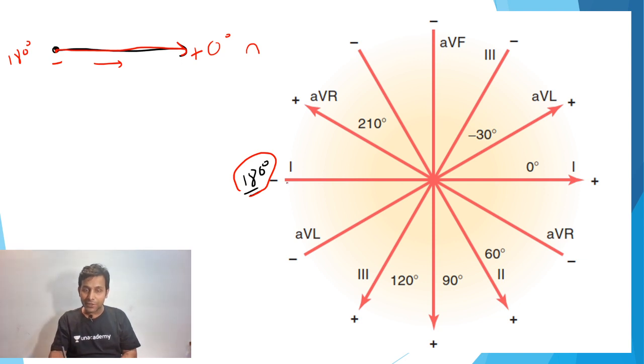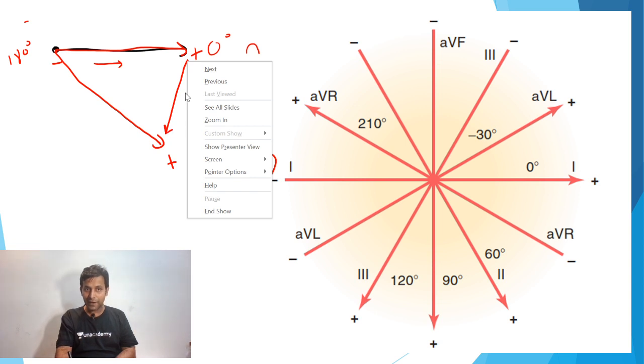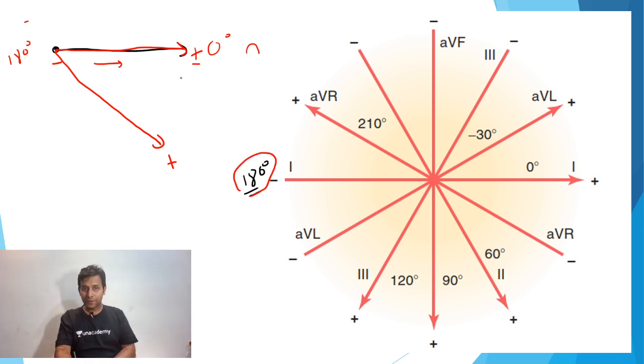If we try to understand lead 2 now, lead 2 has a positive electrode on the left leg and a negative electrode on the right arm. So lead 2 goes in the direction of 60 degrees, positive at the left leg and negative at the right arm. Lead 3 has a direction of left arm and left leg, where the left arm is negative and the left leg is positive.